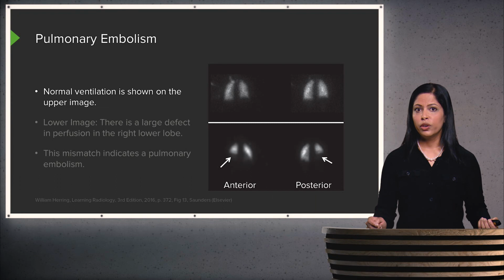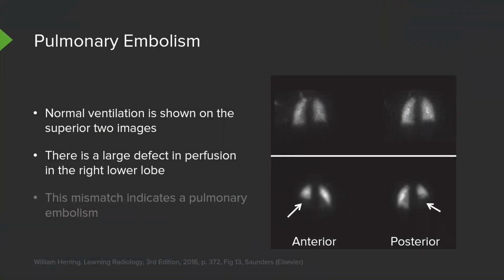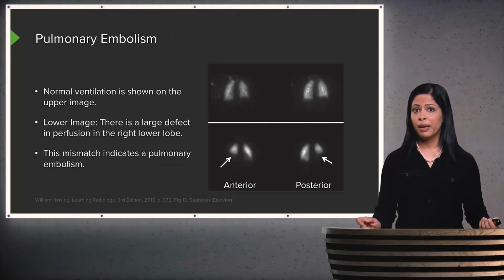So here we have normal ventilation seen on the top two images. So these two images here demonstrate normal ventilation. You can see that the entire lung parenchyma is homogeneously taken up. However, on the bottom images, you can actually see that there's a large defect in perfusion, right here where the arrow is pointing. So when we normally do a VQ scan, the ventilation and the perfusion should match. In this situation, they don't. And so this mismatch indicates a high probability of a pulmonary embolism.